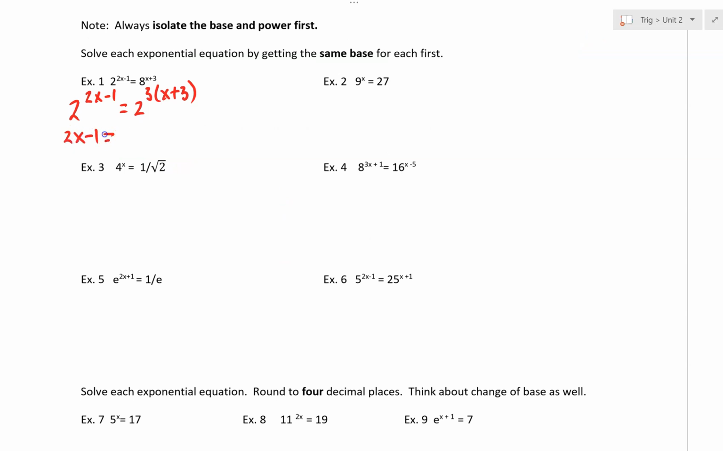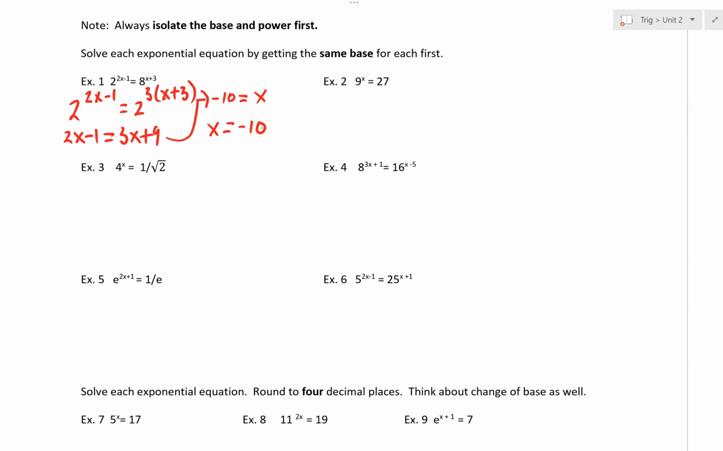2x minus 1 is equal to 3x plus 9. Then we're going to solve this out. This is going to be moving the 2x to the left. We're going to get x on this side. Subtracting 9, we get negative 10. So it's saying that x is equal to negative 10.